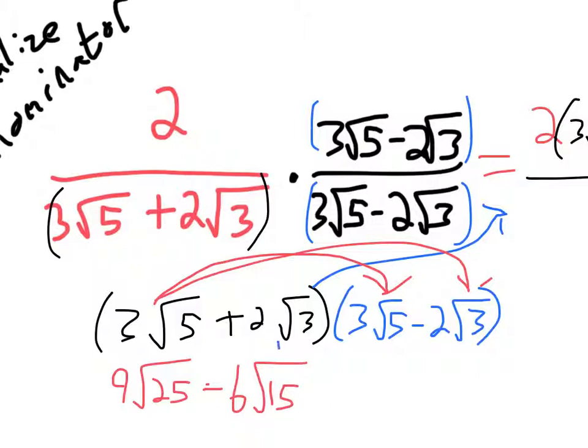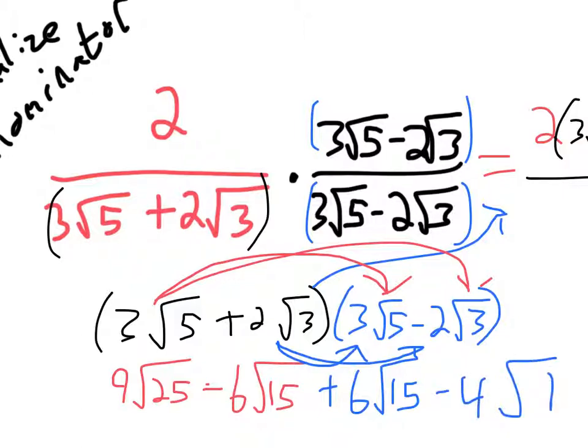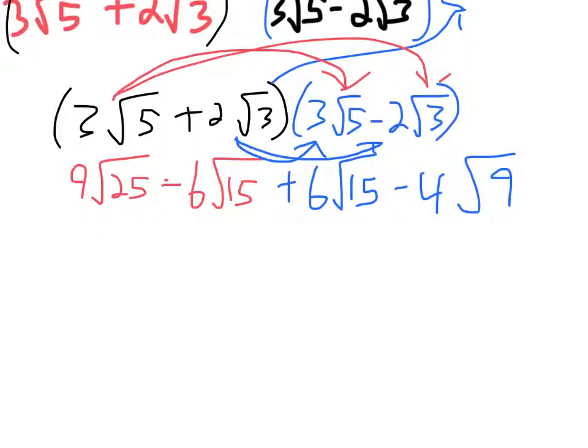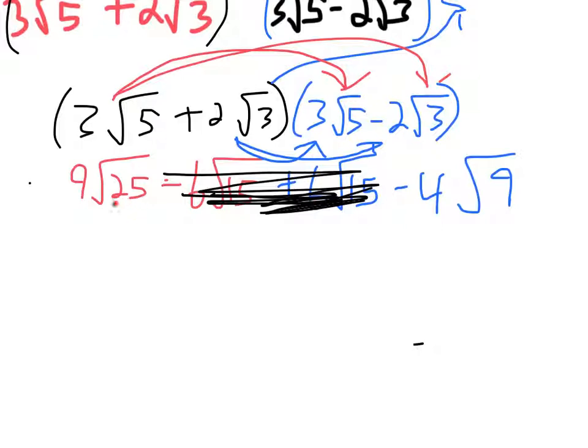So taking care of this guy, this one now has to multiply to everything. 2 square root of 3 times 3 square root of 5, the numbers on the outside combined multiply to make 6. Numbers on the inside of the radical will make 15. And then again, 2 square root of 3 times negative 2 square root of 3, that's going to make a negative 4 square root of 9. And so the middle term here is going to cancel out. Negative 6 square root of 15 plus 6 square root of 15 cancels right out. And over here we've got square root of 25. That's going to make 5.